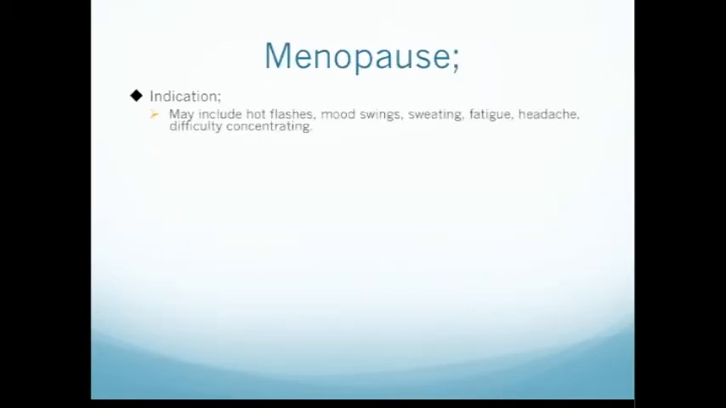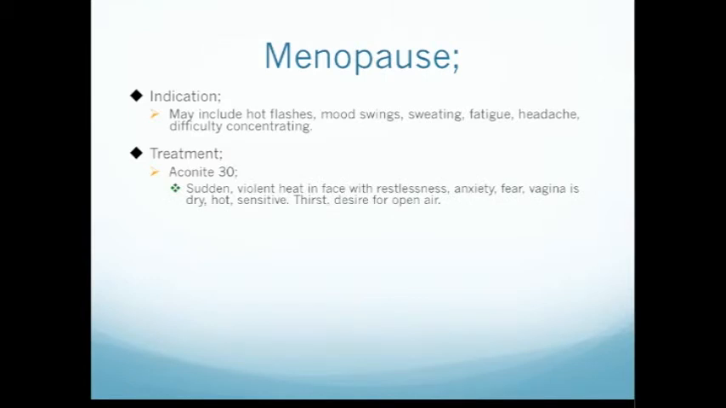Menopause. This includes hot flashes, mood swings, sweating, fatigue, headache, and difficulty concentrating that occur as the periods become more irregular. Treatments include Aconite 30. This is good for sudden violent heat in the face with restlessness, anxiety, and fear. The vagina is dry, hot, and sensitive. There is thirst and a desire for open air.